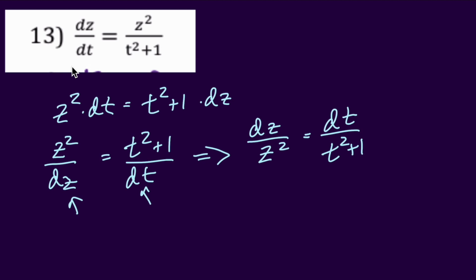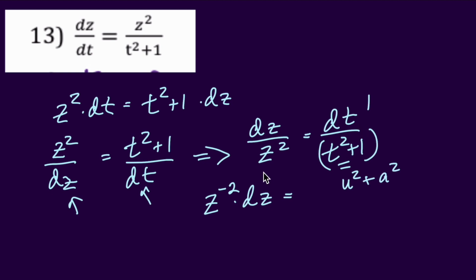Okay, so let's bring the z squared up into the numerator. So we're going to have z to the minus 2 dz, and then we're going to have dt over t squared plus 1 in the denominator. And this to me looks like we have an inverse trig function. We have 1 in the numerator, we have a u squared plus a squared situation. There's no radical, and that's a plus sign, so that tells us we're going to have inverse tangent.